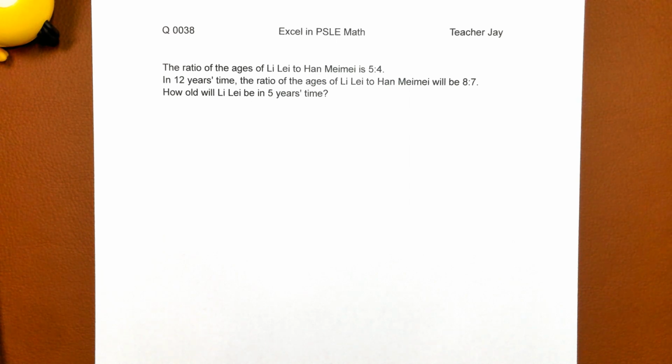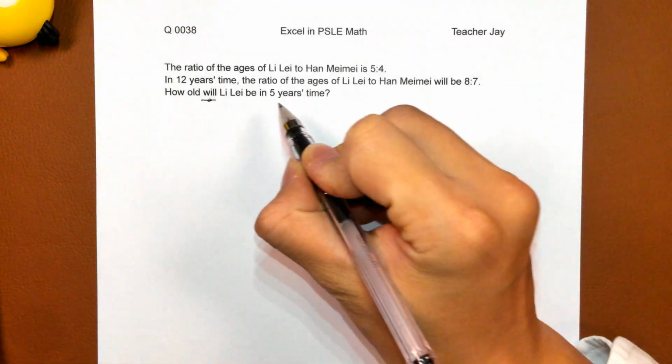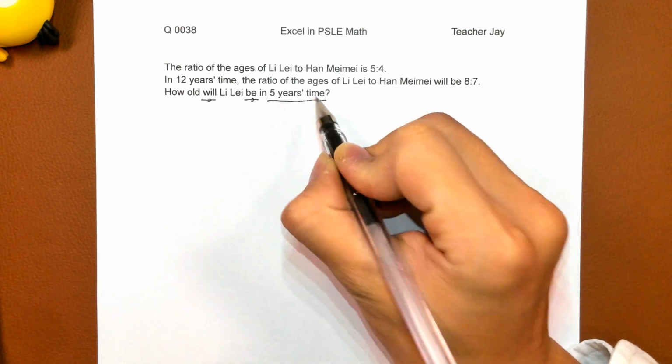Question number 38. The ratio of the ages of Li Lei to Han Mei Mei is 5 to 4. 李雷和韩梅梅的年龄的比例是5 to 4. In 12 years' time, 在12年之后, the ratio of the ages of Li Lei to Han Mei Mei will be 8 to 7. 12年以后，他们的年龄比例是8比7。How old will Li Lei be in 5 years' time?